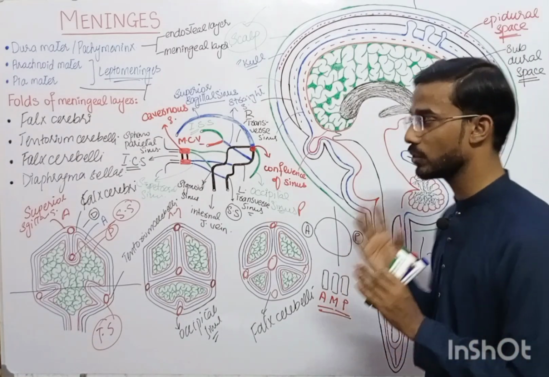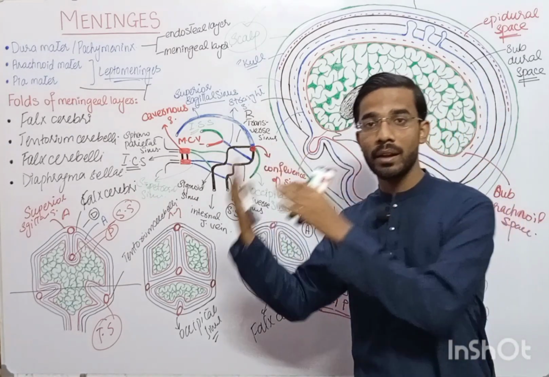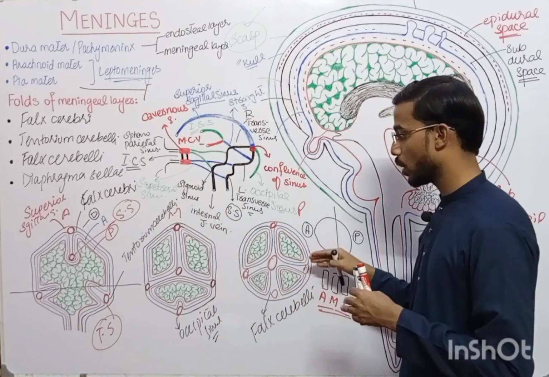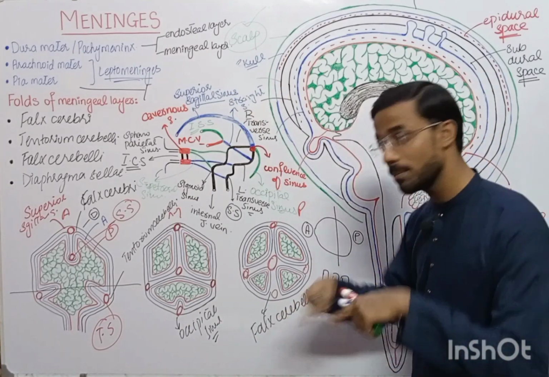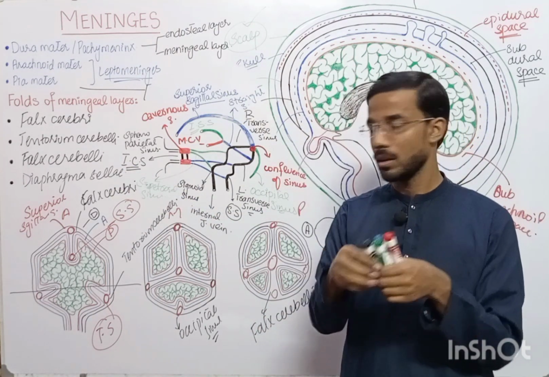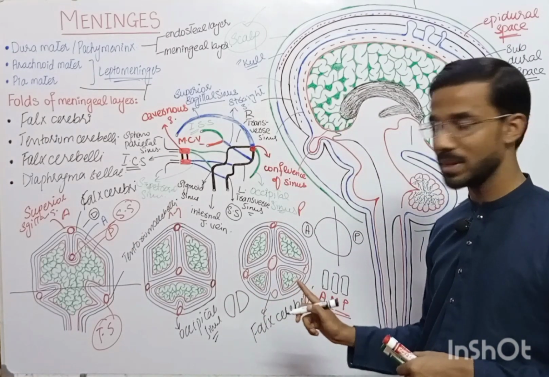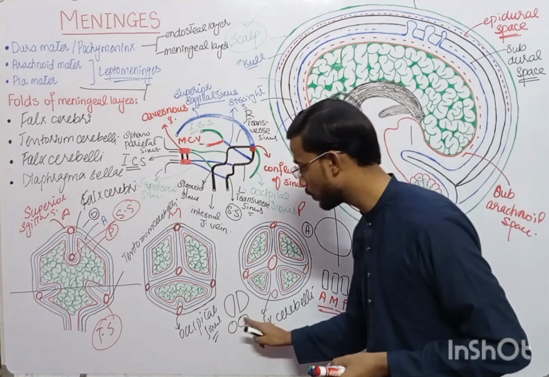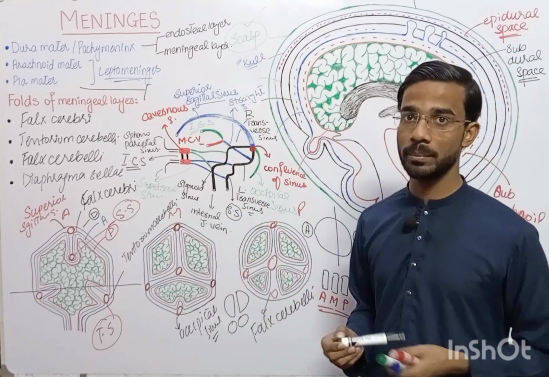So up till now we discussed three folds: falx cerebri, which cuts the right hemisphere from the left hemisphere. Second one is the tentorium cerebelli, which divides the brain into superior and inferior parts. And the falx cerebelli, which is the third fold, actually separates the cerebellum. Here this is the two cerebral hemispheres, and this is the two cerebellum. So these are the four different parts of the brain. So these folds basically divide the brain into different parts.